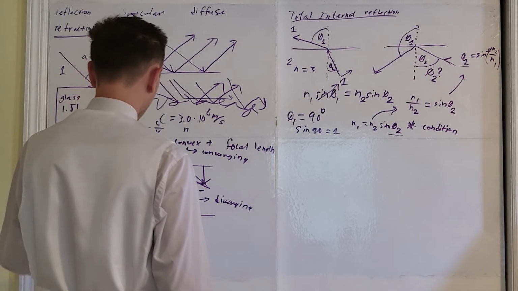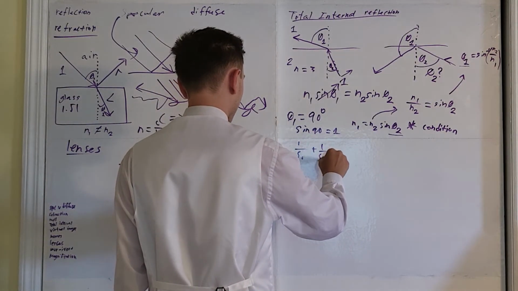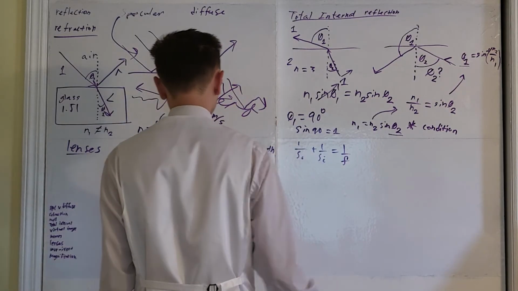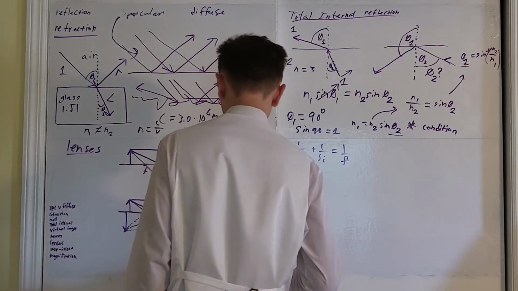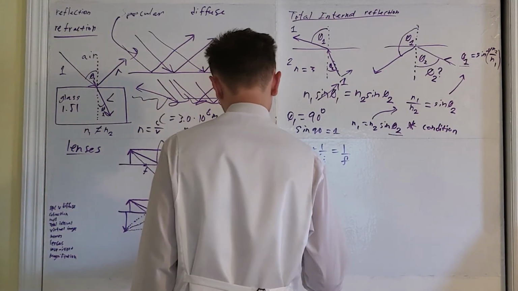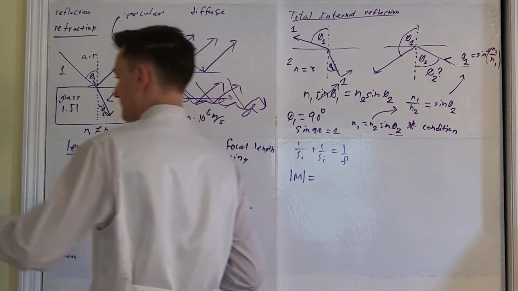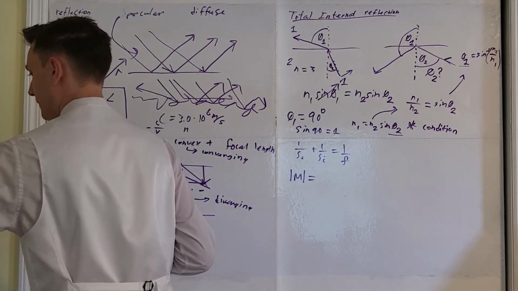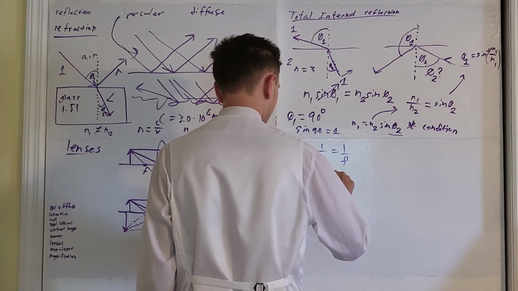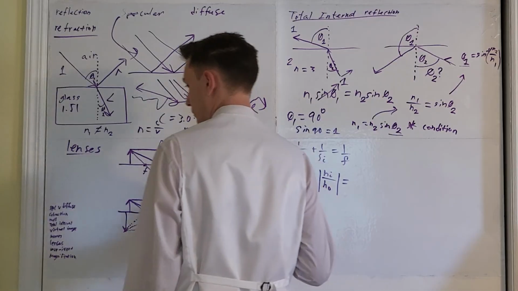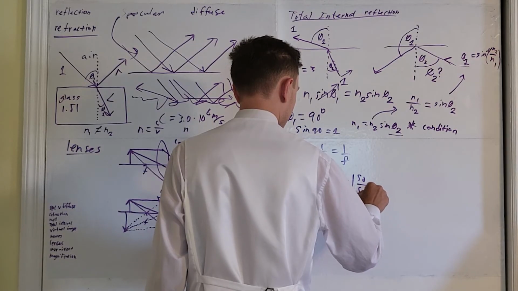So again, the mirror equation, 1 over SO plus 1 over SI equals 1 over F. The equation still holds true for all lenses, but you've already seen that demonstrated. Another equation that holds true for both mirrors and lenses is the magnification equation, such that the magnitude of your magnification is equal to the magnitude of the height of the image divided by the height of the object, which is equal to the distance to the image divided by the distance to the object.